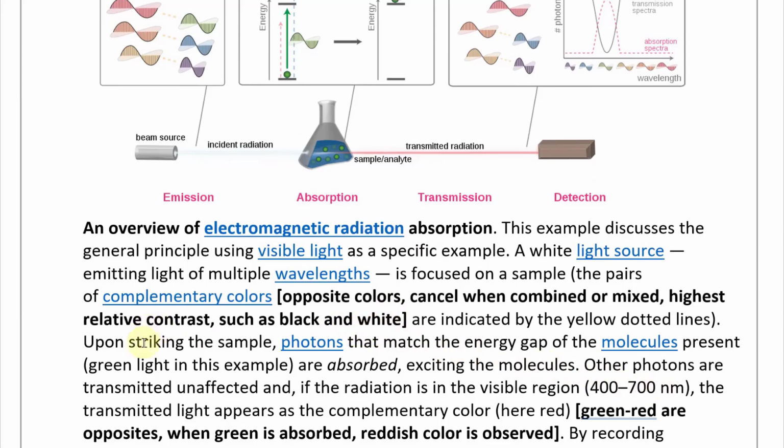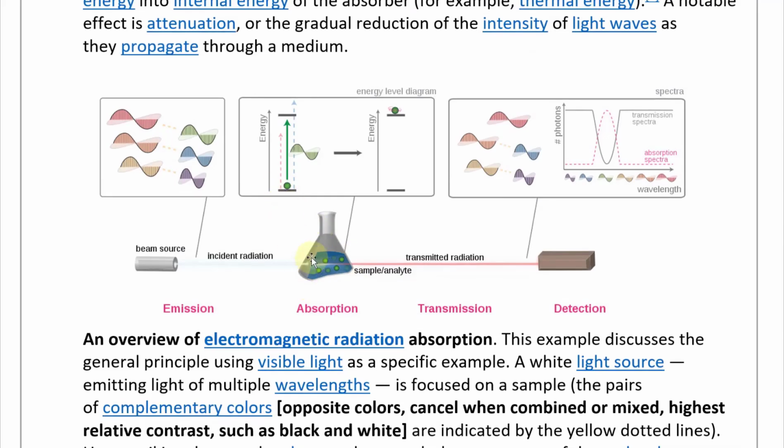Upon striking the sample, photons that match the energy gap of the molecules present, so green light in this example, are absorbed. Because of the pigments, you need the specific energy matching, or wavelength matching, correlating to the size of the pigments and so on, exciting the molecule. If you have green light hitting these molecules, they're small enough to interact with this vibration or light photons.